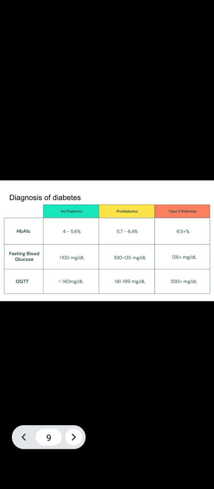OGTT means they are fasting, and we give them a standardized meal, 75 grams of glucose, and after 2 hours we measure their glucose. In non-diabetes it's less than 140. Pre-diabetes is 141 to 199, and diabetes is more than 200. These are the criteria for diagnosing diabetes.